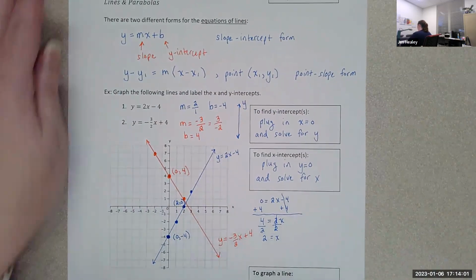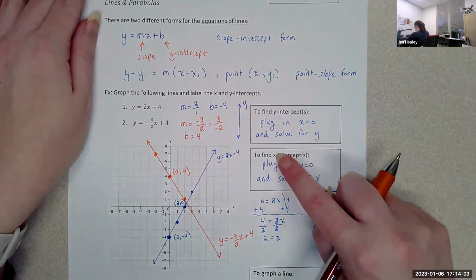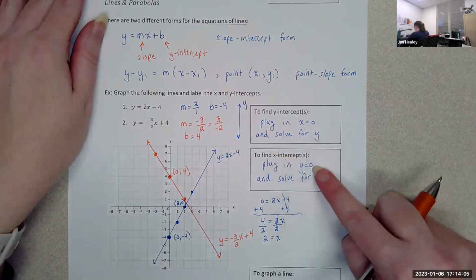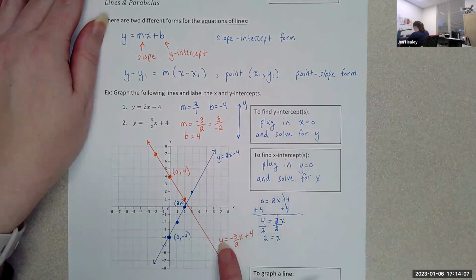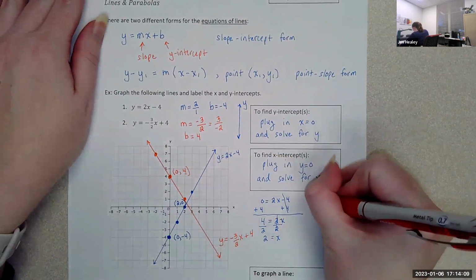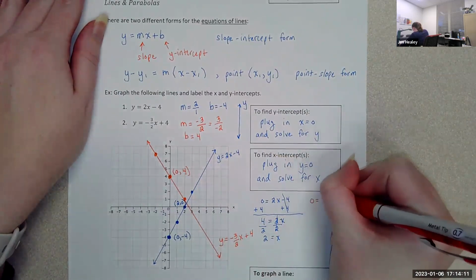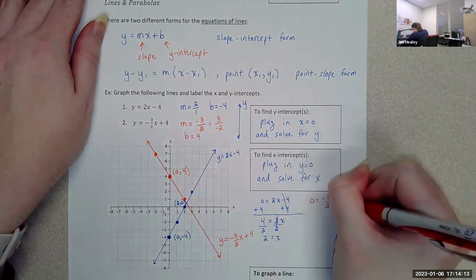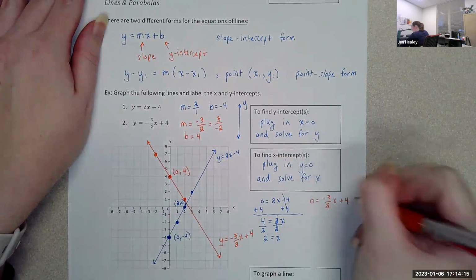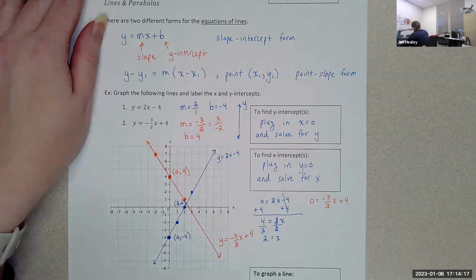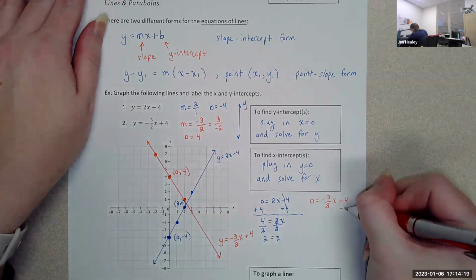To find your x-intercept, you're going to go ahead and plug in y is equal to 0. So over here, if you put the 0 on this side, you're going to get 0 is equal to -3/2 x plus 4. And then in order to solve, we want to go ahead and subtract the 4 from both sides.